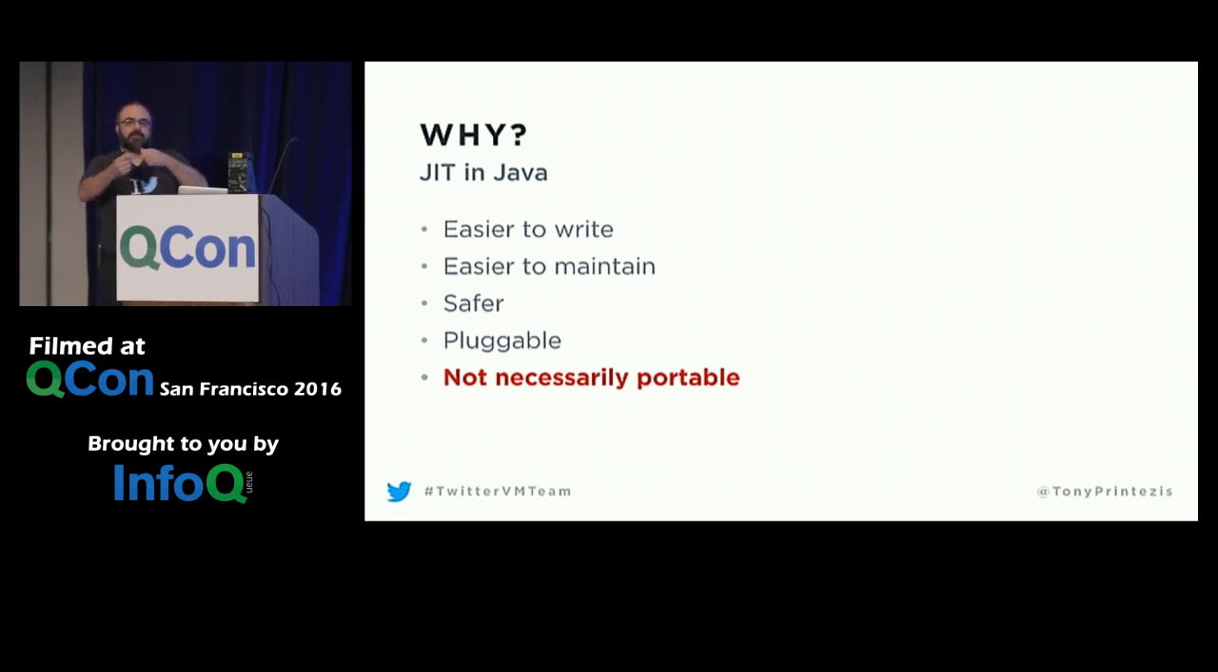The JIT has to generate code that deals with synchronization or allocation, et cetera, just to get the best performance. So the JIT can actually be targeting a specific VM for a specific architecture. So it's not as portable as you expect, but it's still easier to write and maintain and all that stuff.